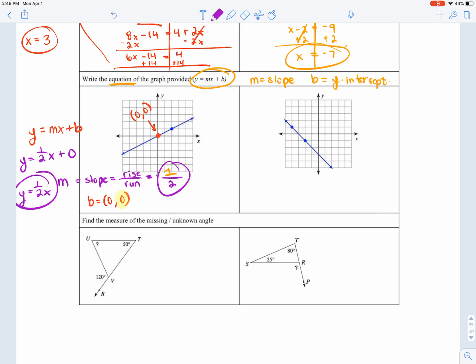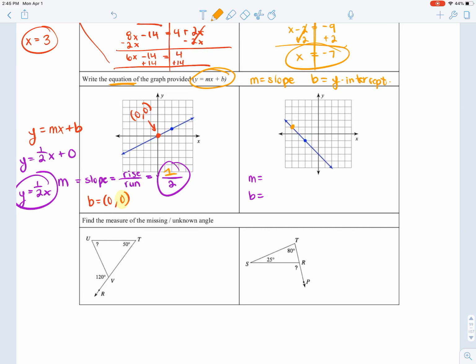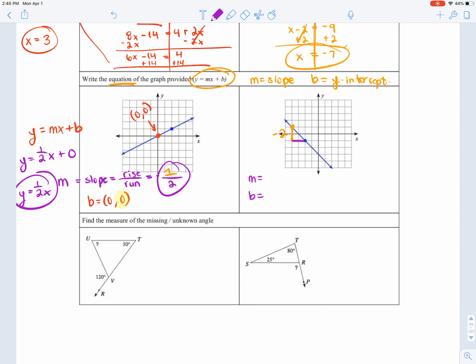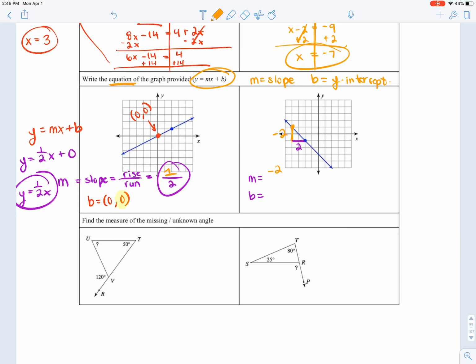Let's try this again. I need to find the slope and I need to find the y-intercept. So taking a look here, my rise, starting at this orange dot, I have to move down 2, right? So I move down 2. That looks to be my rise. And because I'm moving down, it's going to be negative. Okay? My run is going to be positive 2 because I'm moving to the right. Okay, so moving to the right is a positive number. So I'm going to write my ratio of rise, which is negative 2, over run, which is positive 2.